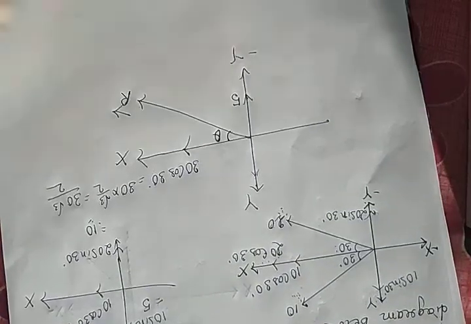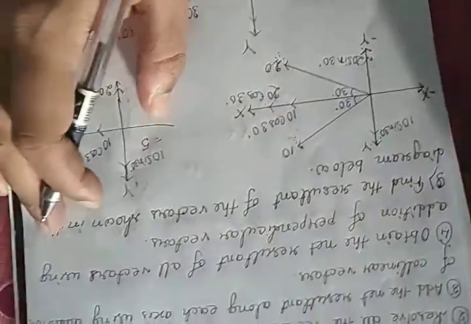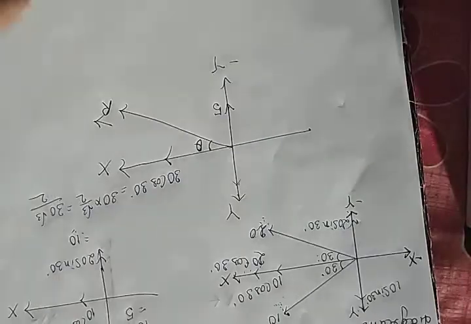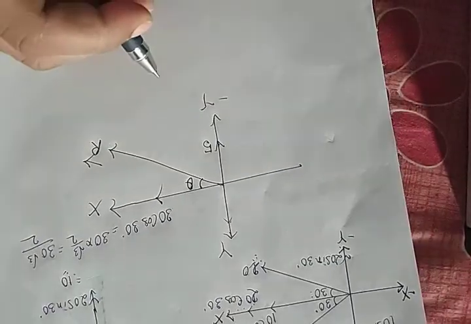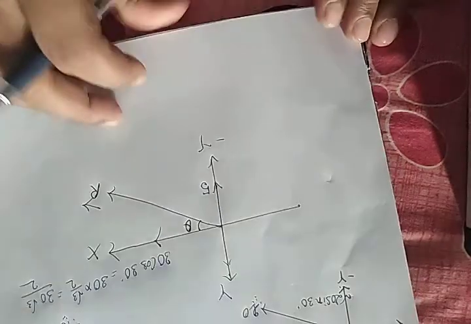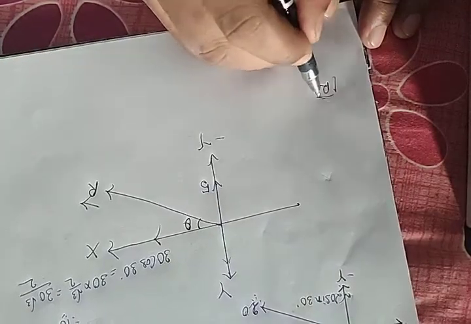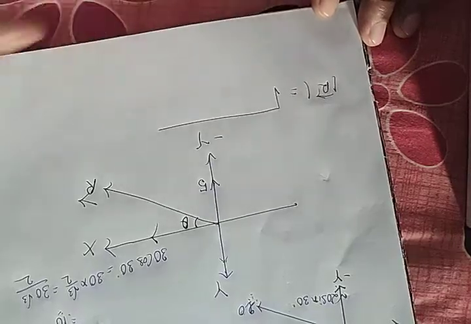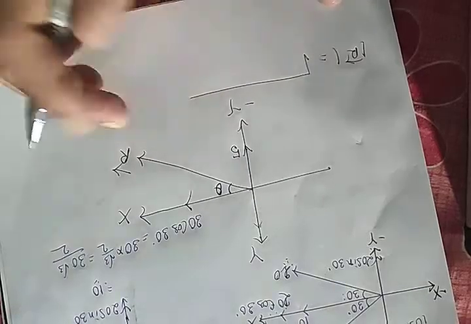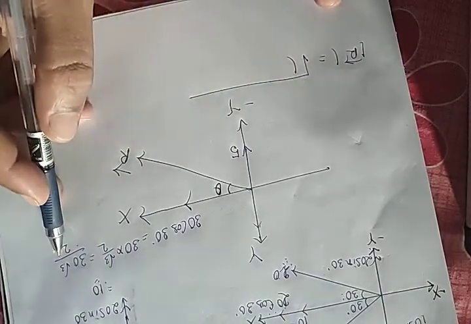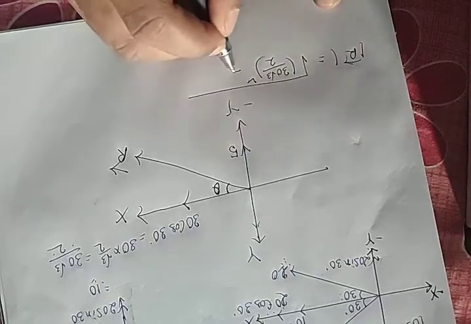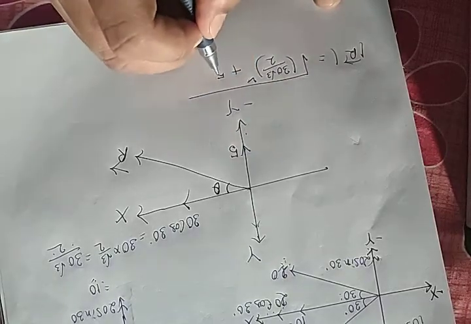Now the last point is to obtain the net resultant of all vectors using addition of perpendicular vectors. Now you have to add these two vectors using the addition of perpendicular vectors. In perpendicular vectors, what is the formula for the resultant vector? Mod r is equal to root over a square plus b square. So what is the value of a? 30 root 3 by 2, squared. What is the value of b? 5, squared.